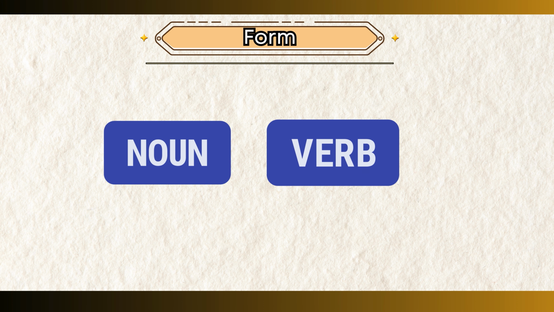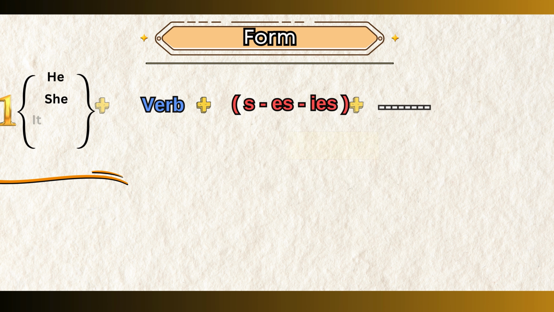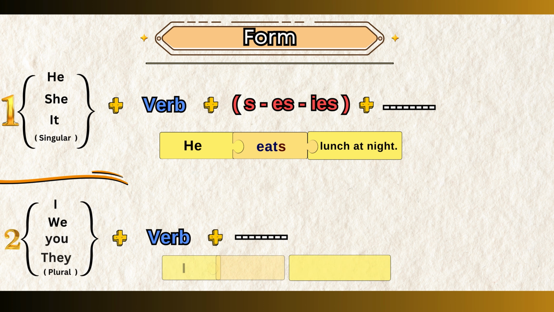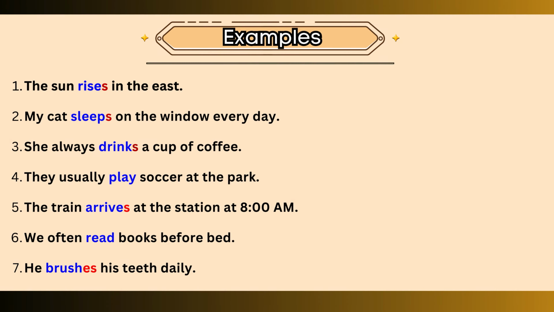Second thing is the form, how to write a sentence in the present simple. To write a sentence in the present simple tense, we start as with any sentence with the subject, then the verb. But if the subject is he, she, it, or a singular subject, we add s at the end of the verb. And if the subject is I, we, you, they, or plural, we use the verb in infinitive, which means that we don't add anything to the verb. Look at these examples and let's discuss them together.